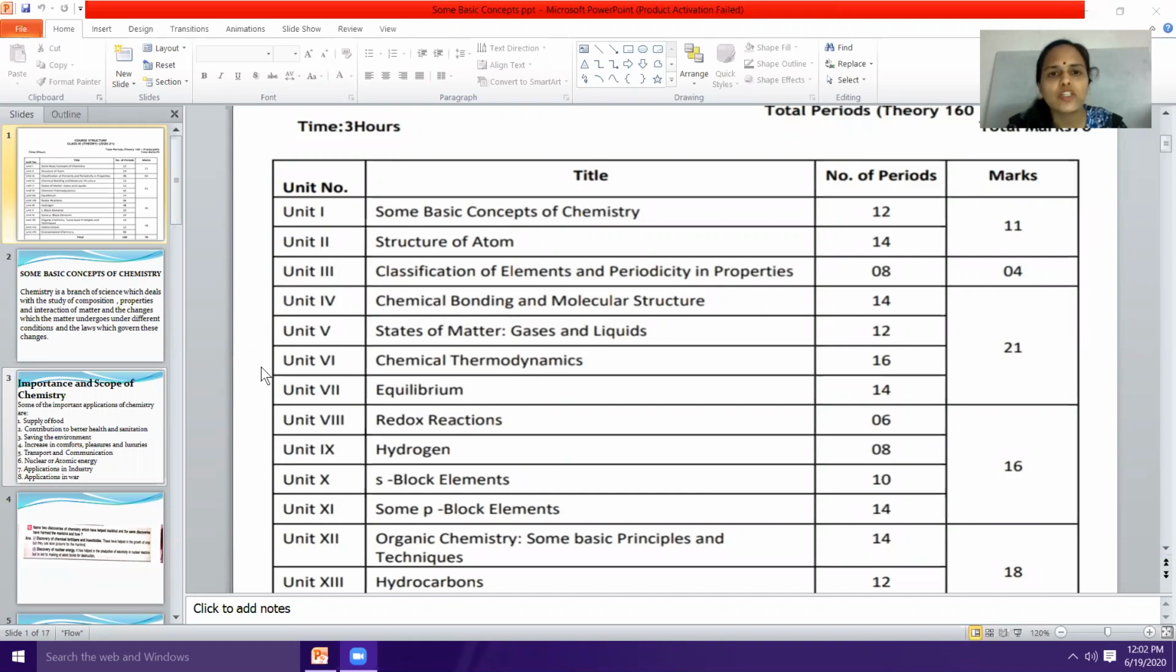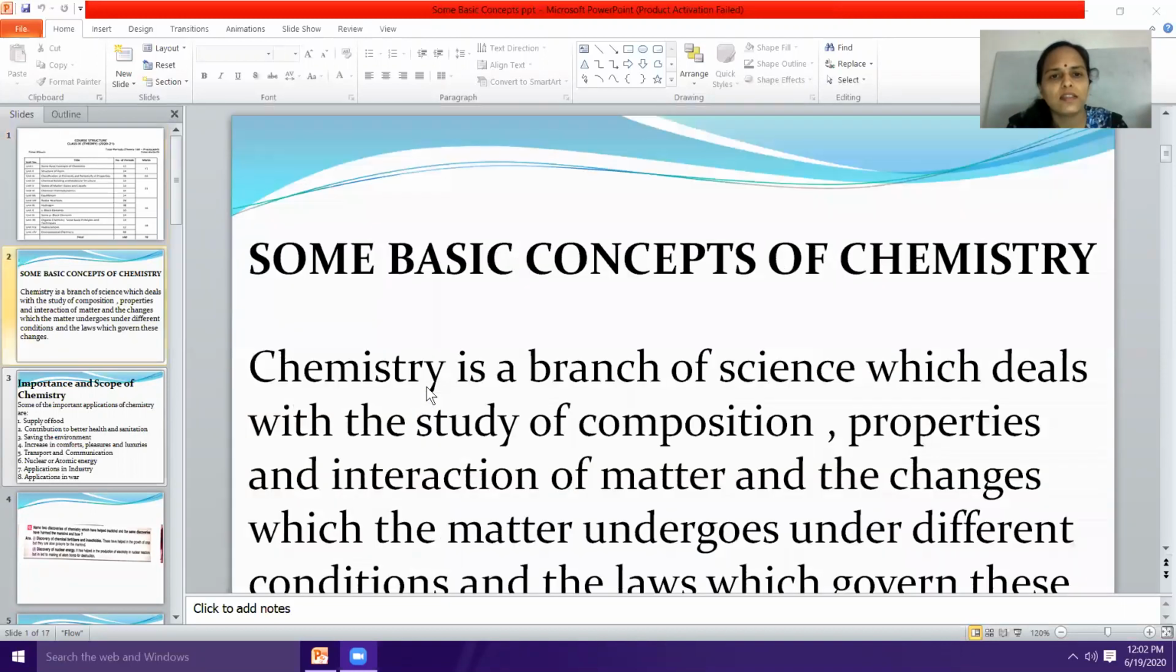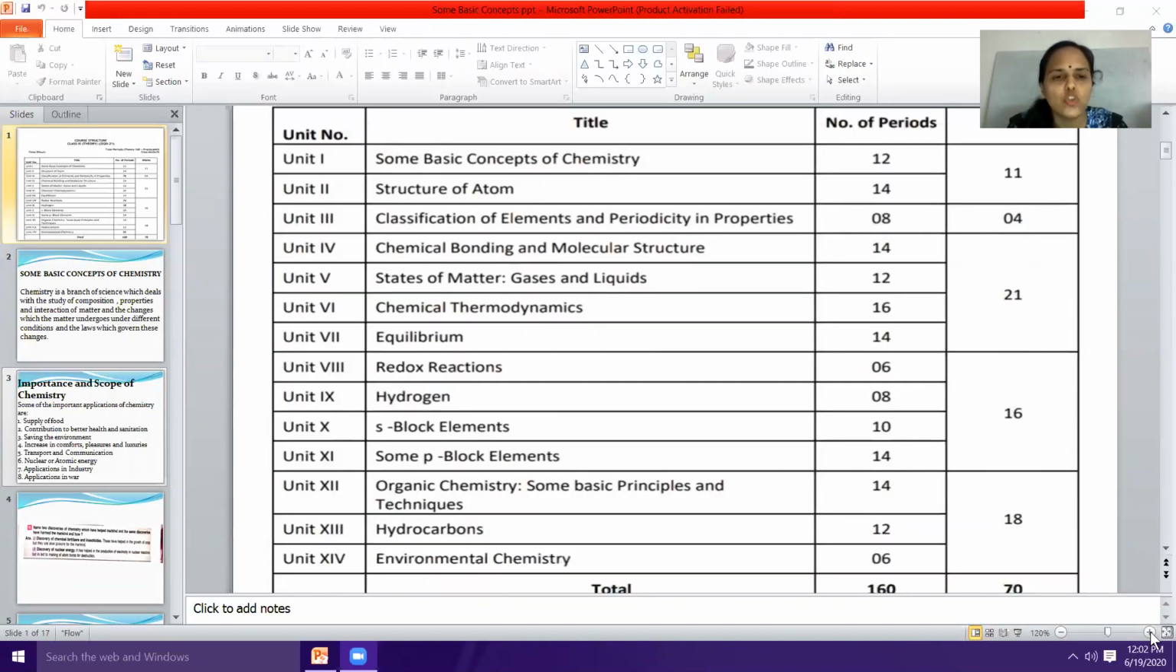Unit 2 is structure of atom. Unit 3, classification of elements and periodicity in properties. Unit 4, chemical bonding and molecular structure. Unit 5, states of matter, gases and liquids. Unit 6, chemical thermodynamics, that is Unit 6. Unit 7, equilibrium.